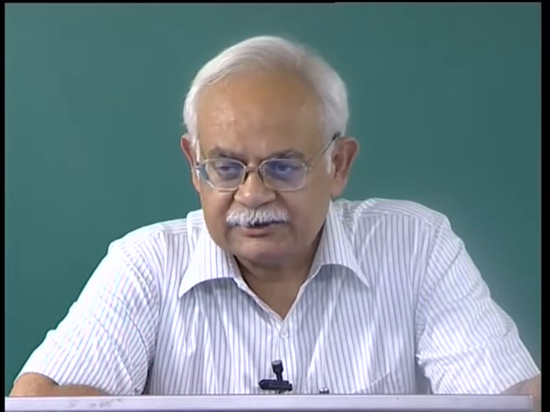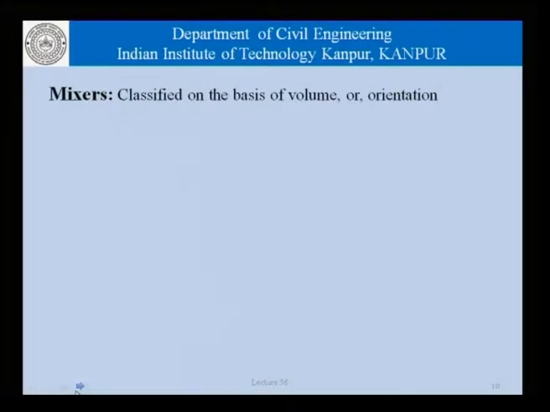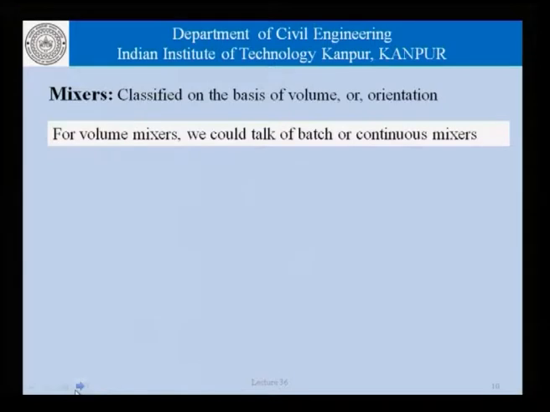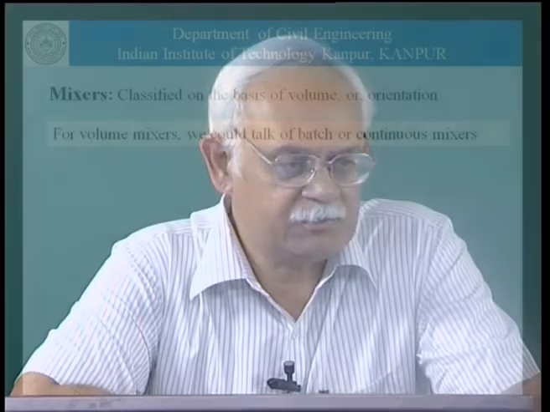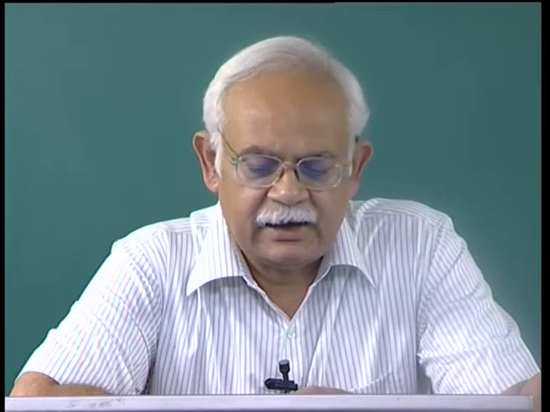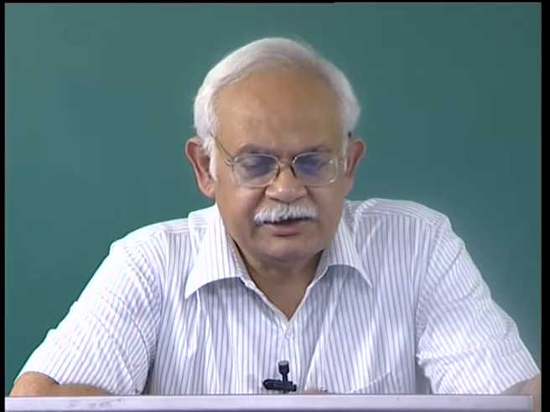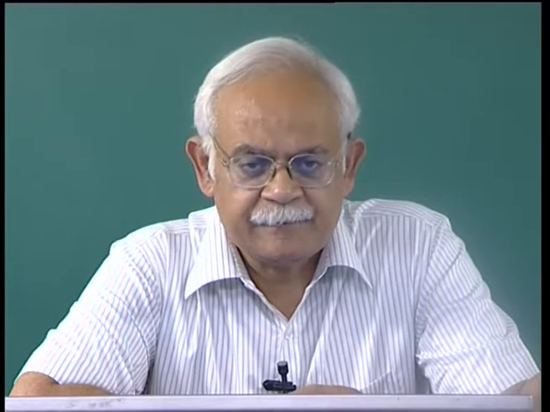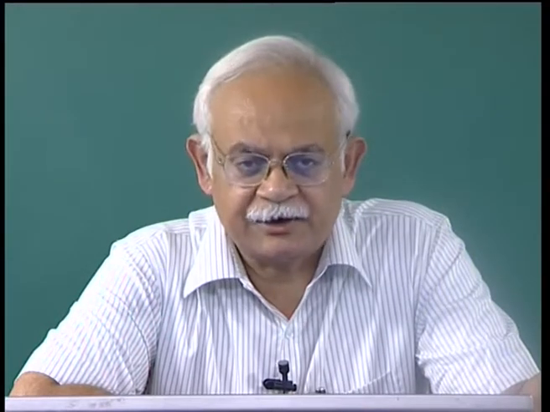So, these are some of the difficulties which we must keep in mind when we design the mixing process for a specific project. Now, let us talk a little bit about the mixers, which can be classified on the basis of volume or orientation. For volume, we could talk in terms of batch or continuous mixers. Batch mixers means there is a fixed batch or a fixed volume which could be mixed in that mixer at one time. It could be 1 cubic meter, 5 cubic meters, 10 cubic meters, whatever it is. Or it could be a continuous process where all the ingredients are being fed into the mixer and we have a continuous supply of concrete at the other end.